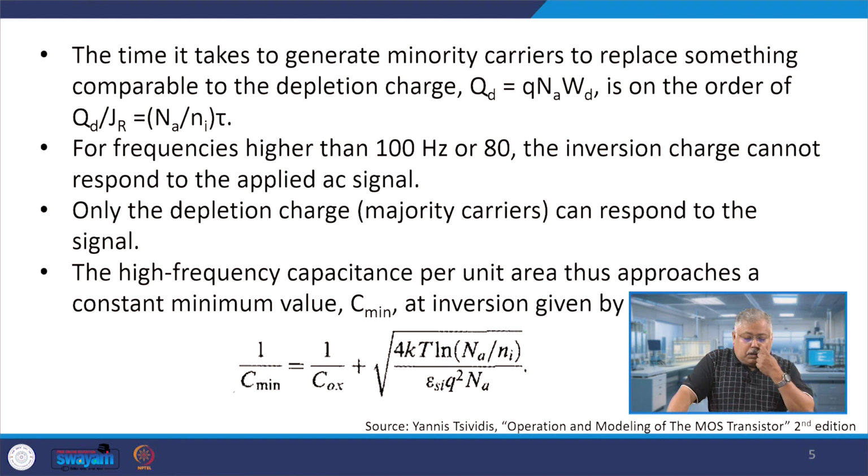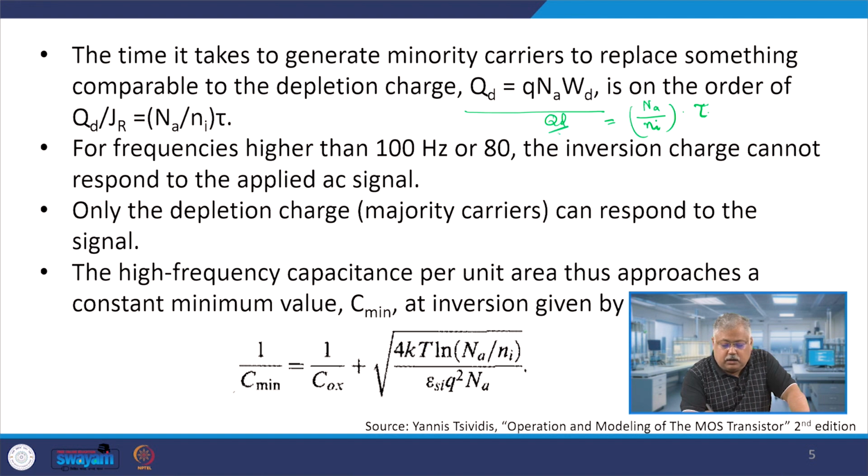Now, we can say that the total depletion charge Qd is q times Na, the acceptor concentration, multiplied by the width of the depletion, and if you divide Qd by Jr, I get Na by ni into tau. Let us look at this functionality, Na by ni into tau, where tau will come in the numerator. This is a quantity which is Qd by Jr. Jr is the recombination rate which I told you in the previous slide, and Qd is the depletion charge. ni is almost constant, Na is user dependent, and tau can again be changed by the user.